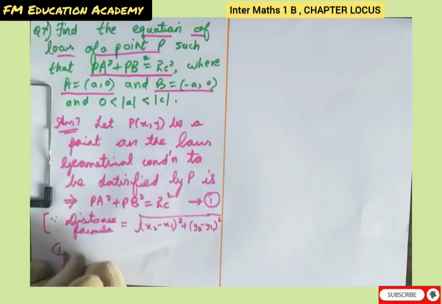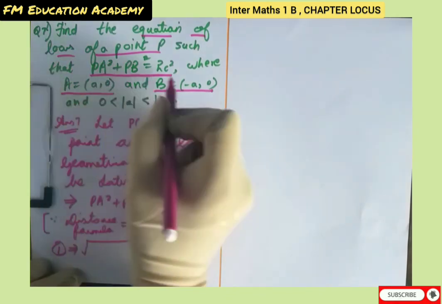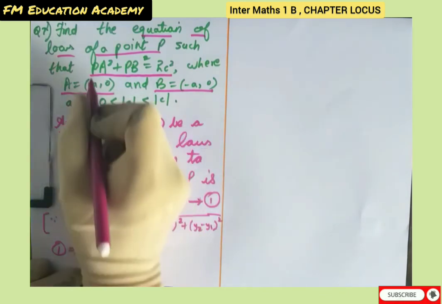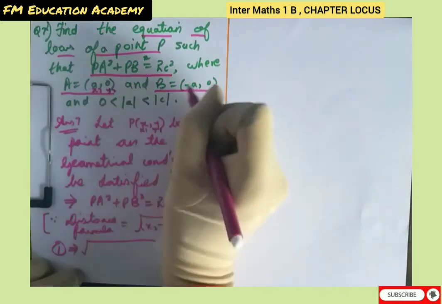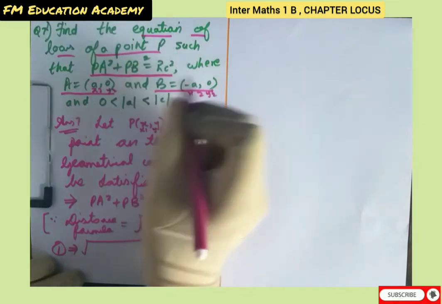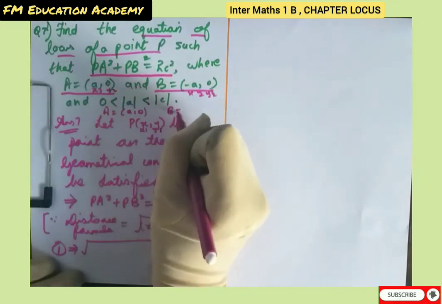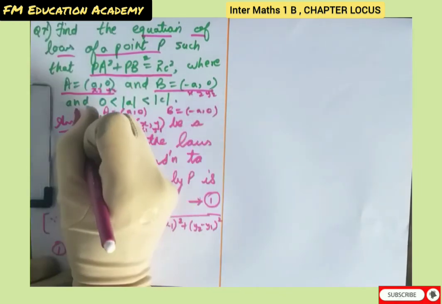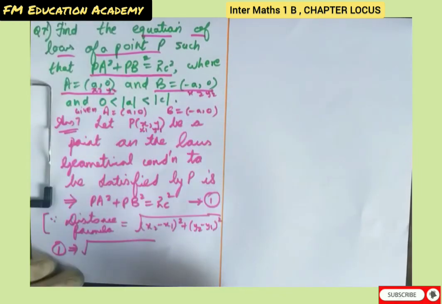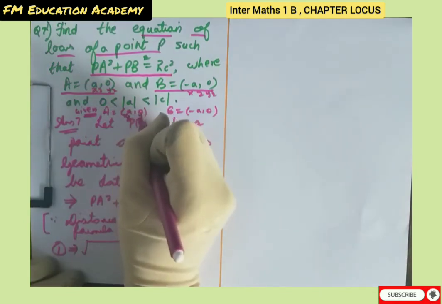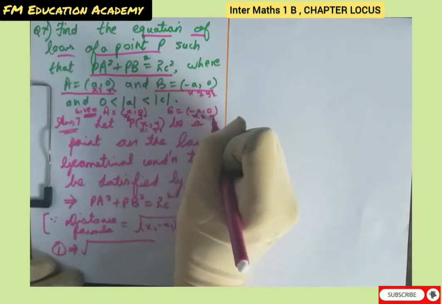Now equation 1 will imply what is PA here? See here P we are assuming as x1 y1, and A we will assume as x2 y2, and B we will assume as x2 y2. Here you also have to write A is equals to a comma 0 and B is equals to minus a comma 0. This is given. Okay, so this x2 y2 and this is also x2 y2.